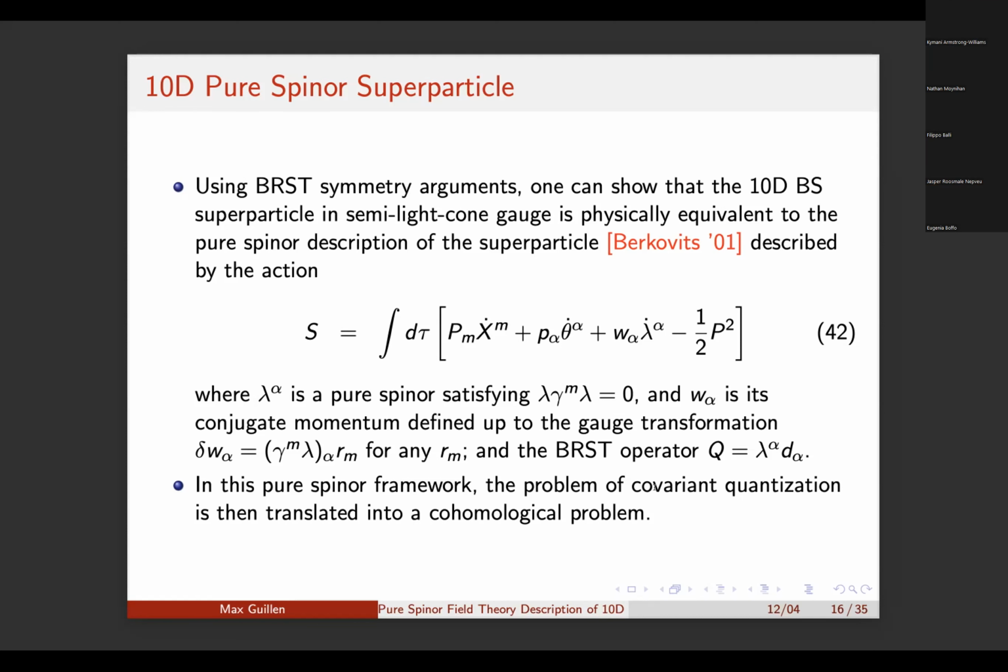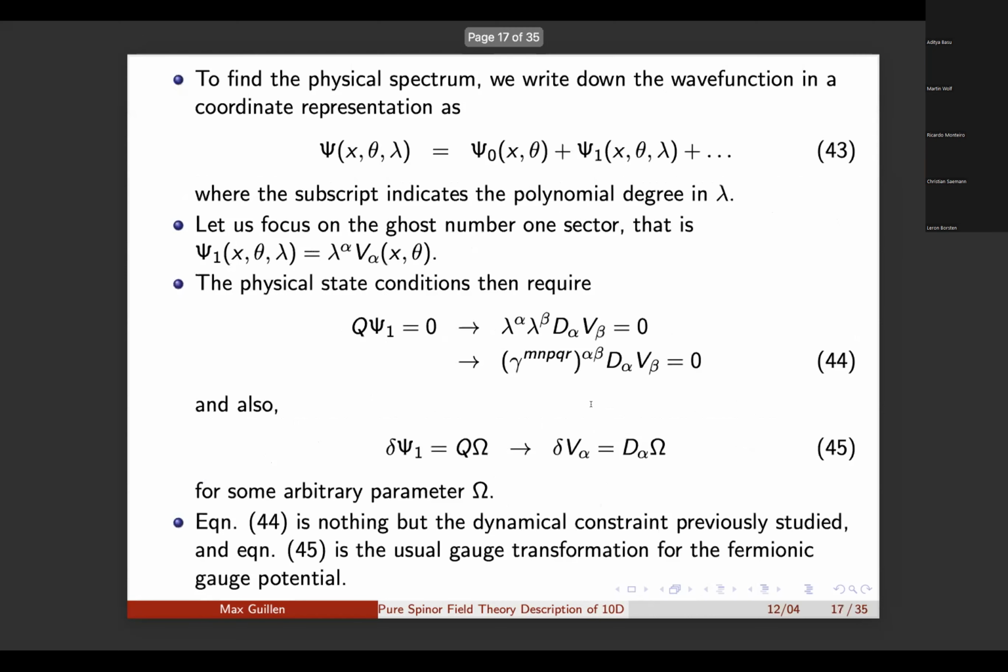In this pure spinor framework, the problem of covariant quantization basically is translated into a cohomological problem. So we need to find the cohomology of Q. In order to do that, let me split this superfield psi into ghost number sectors. For instance, psi_0 is a polynomial of degree 0 in lambda, psi_1 is a polynomial whose degree is 1 in lambda, and so on. Let me focus on the ghost number 1 sector here in psi_1. So I can write psi_1 in this way.